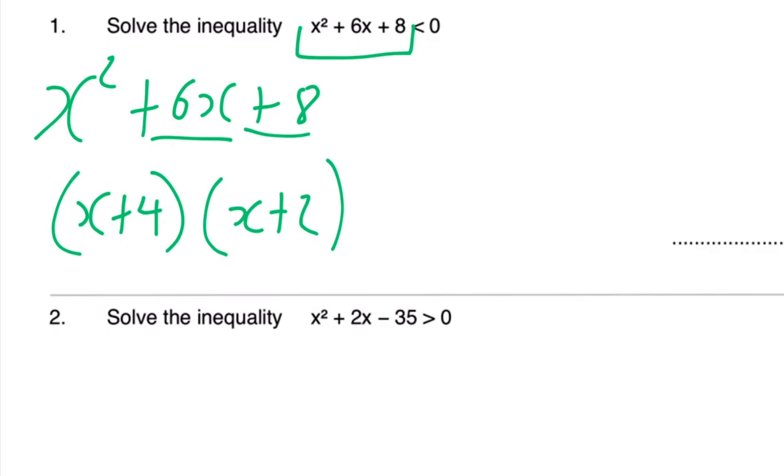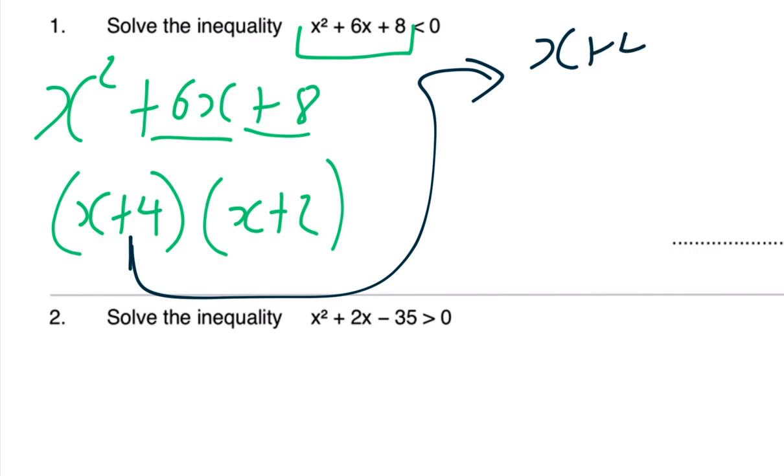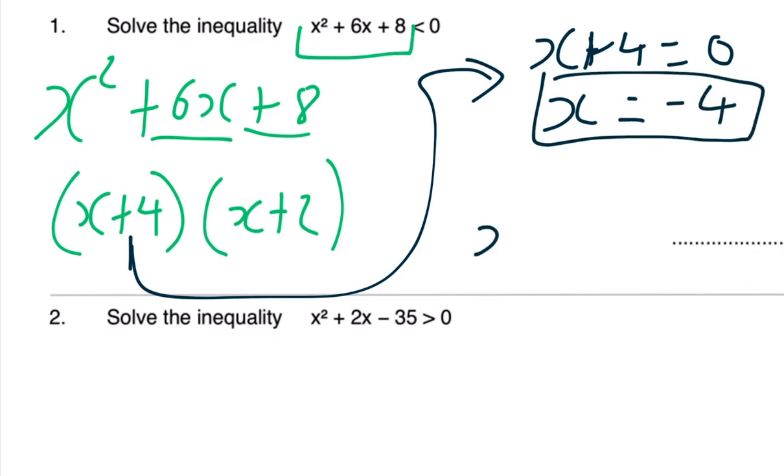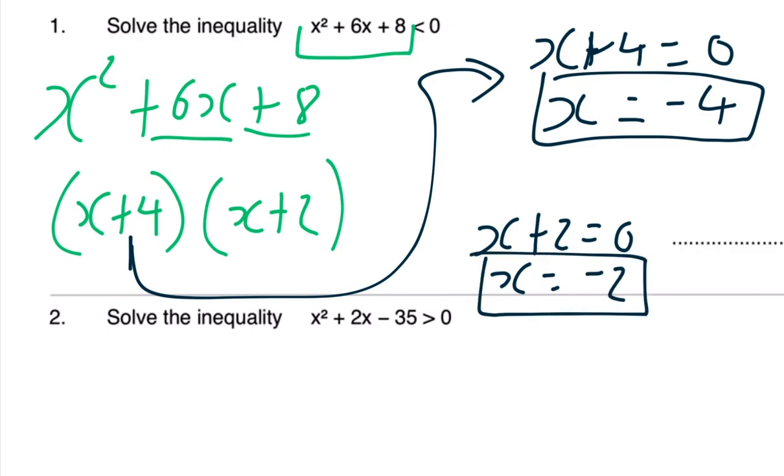Okay, so what we've got here is, if we take it out of its bracket, just like we do with the factorizing, we'll take the first bracket out. So I'll just drop it here. So therefore it's x plus 4 is equal to 0. Rearrange it, so therefore x is equal to minus 4. So that's one of the solutions. Then you do it with the other one, so x plus 2 is equal to 0, so therefore x equals, take the 2 to the other side, so x equals minus 2. So those are the two solutions, but it's what we do with the two solutions.